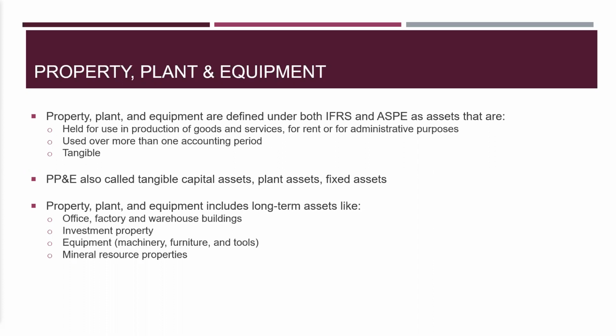Now, with the property, plant, and equipment item, we look at the physical substance. If the physical substance exists for that asset, then we slot it into the property, plant, and equipment section. If the physical substance is not there, then we call it an intangible asset. But the criteria remain the same for property, plant, and equipment as well as for intangible assets. Property, plant, and equipment are also called tangible capital assets, plant assets, or often fixed assets. Some of the items we will see under this section are office, factory, and warehouse buildings, investment property, any equipment, and mineral resources.